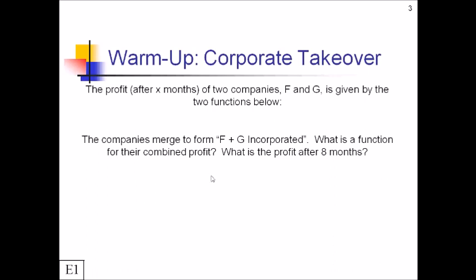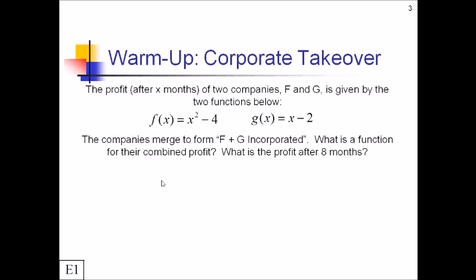As a warm-up, we'll do a little business problem here. Let's say that the profit after x months of two companies, we'll call them F and G, is given by the two functions below. So here's the profit for the F company, x squared minus 4, and here's the profit for the G company. We'll call that x minus 2. Now let's say these companies merge to form F plus G Incorporated, a very creative name there. What is the function for their combined profit? And what is the profit after 8 months?